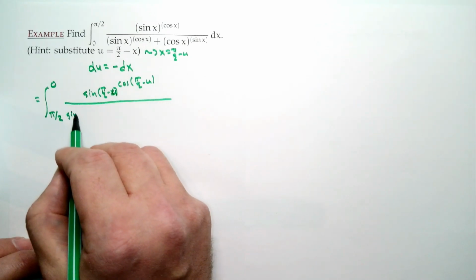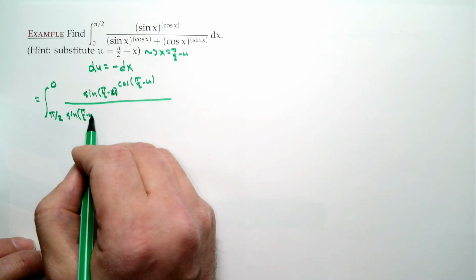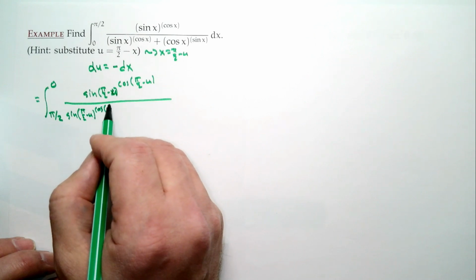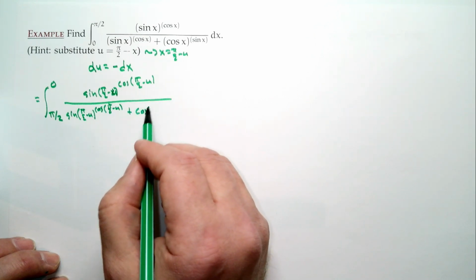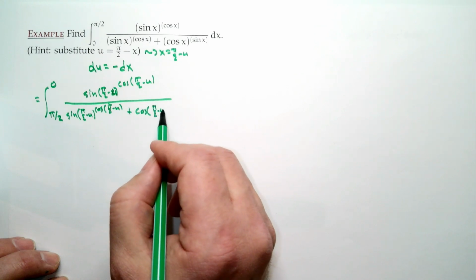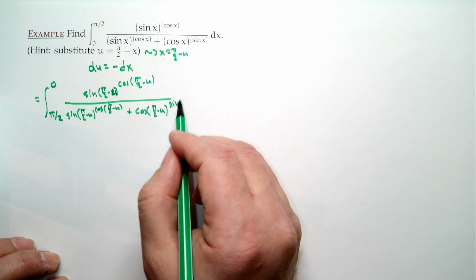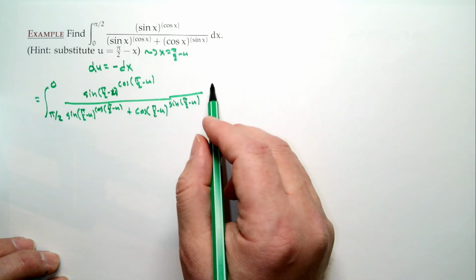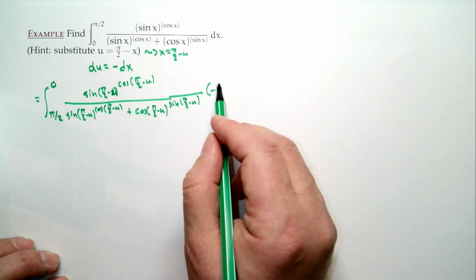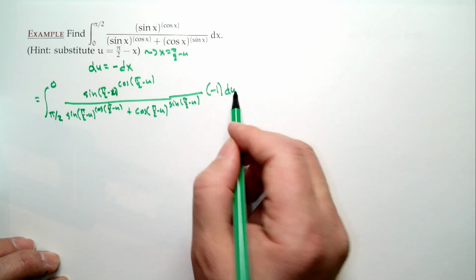See, the hard part about this problem is just writing everything down. And, well, maybe that's not the only hard part about this problem. But everywhere you see an x, you replace it by pi halves minus u, and you just very patiently work your way through, and lo and behold, the minus dx becomes a minus 1 times du.